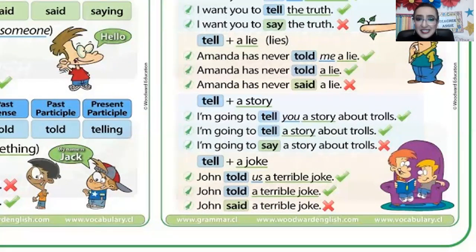Okay. Or tell a joke. John told us a terrible joke. Okay. John told a terrible joke. John said a terrible joke. Told es más como contar. Say es más como decir.